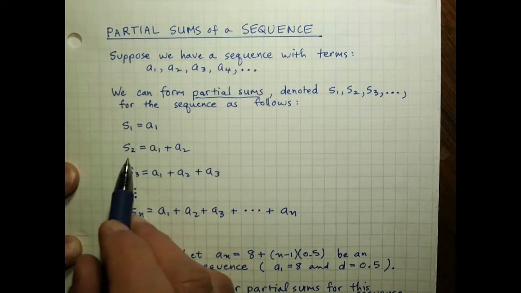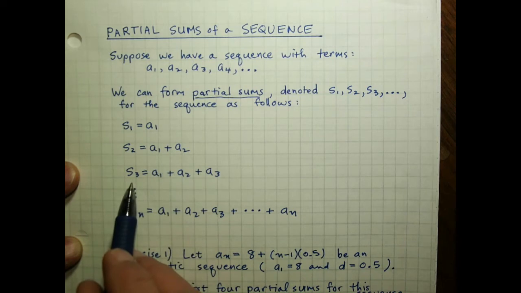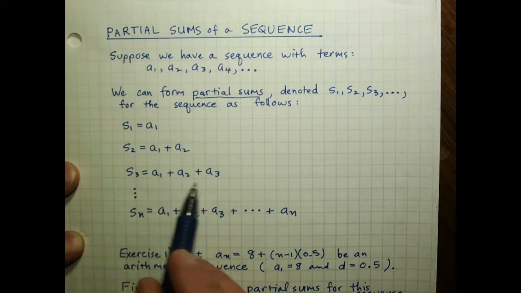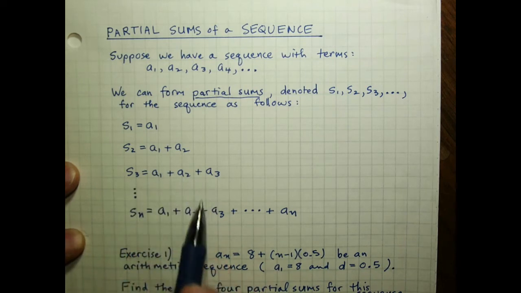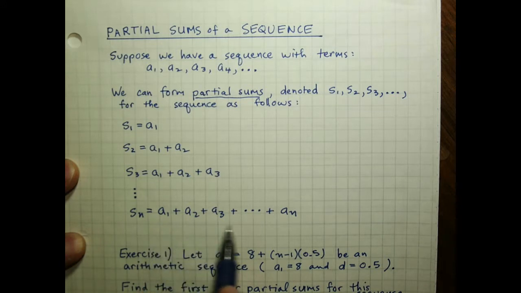But S2 is what we get when we add A1 and A2, the first two terms together. S3 is what we get when we add the first three terms together, A1 plus A2 plus A3, and so on and so forth. So Sn denotes what we get when we add the first n terms of the sequence together.